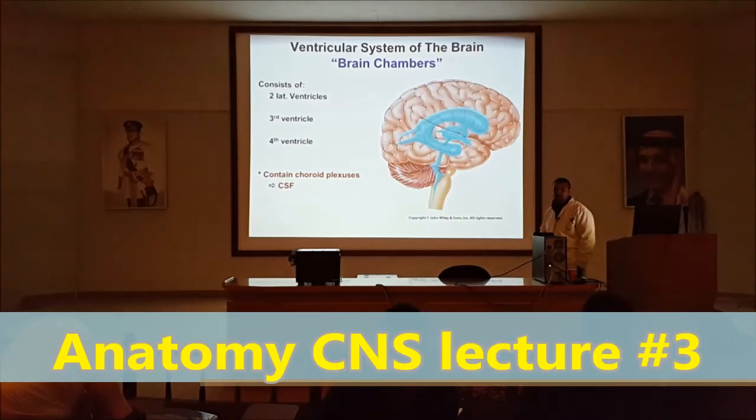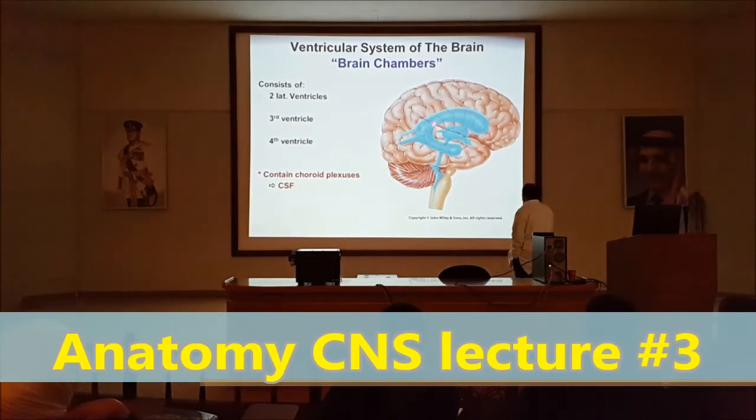We have 4 chambers within the brain tissue. These are very important chambers because they are the areas where the CSF is produced, the cerebrospinal fluid that we talked about, which protects the brain and the spinal cord in a fluid environment. So it's produced there within these chambers.